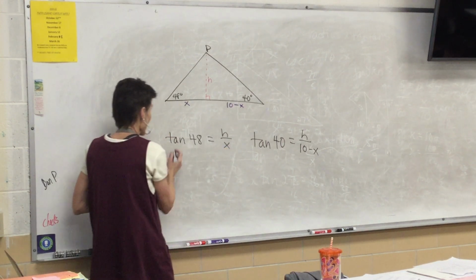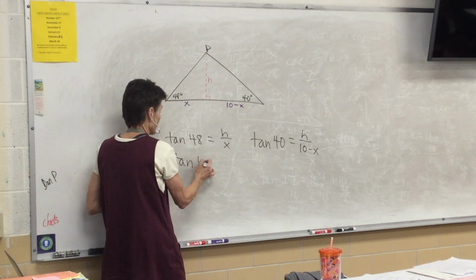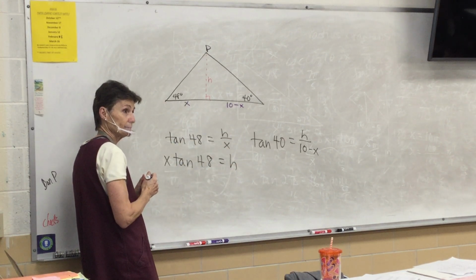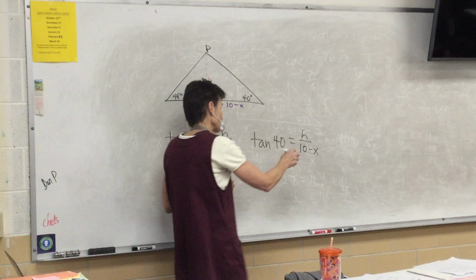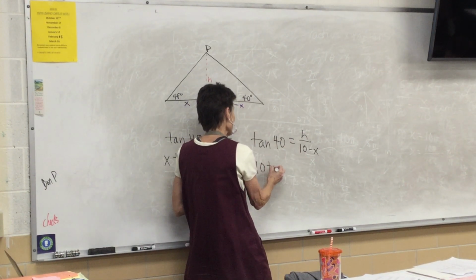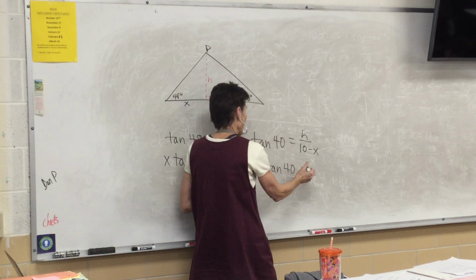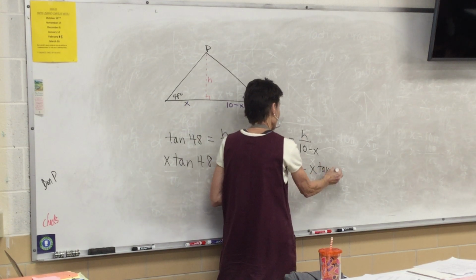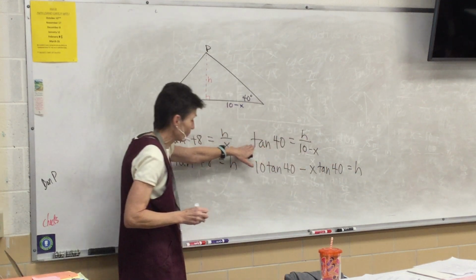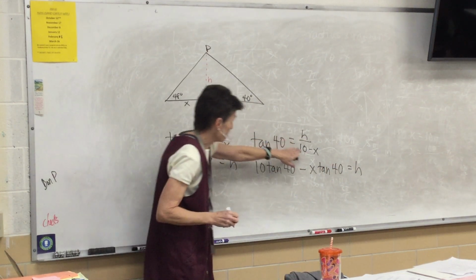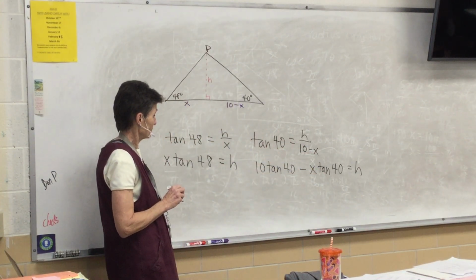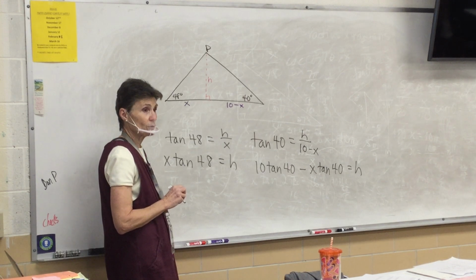So if I multiply my x over here, h equals x tan 48. And if I multiply this over to here, and I'm going to distribute, so 10 tan 40 minus x tan 40 equals h. I'm just multiplying this over here. So tan 40 times 10, tan 40 times x. Now they both equal h.